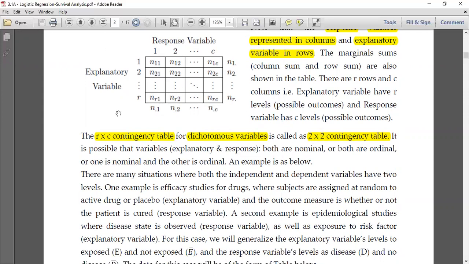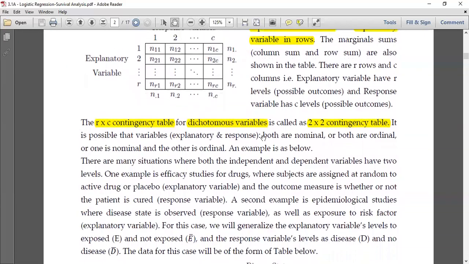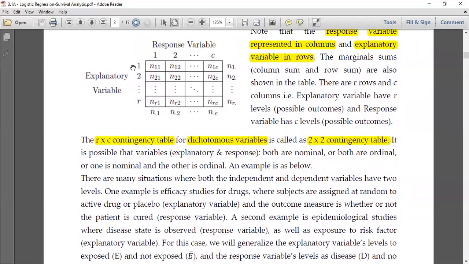That's why we call it R is equal to 2, C is equal to 2, and in general it is called a 2 into 2 contingency table. Now it is possible that both the variables, explanatory variable and response variable, are nominal, or both are ordinal ranked data, or one is nominal and the other is ordinal. So only these discrete variables will be taken into consideration here. These discrete variables you can write in the form of a 2 into 2 contingency table.